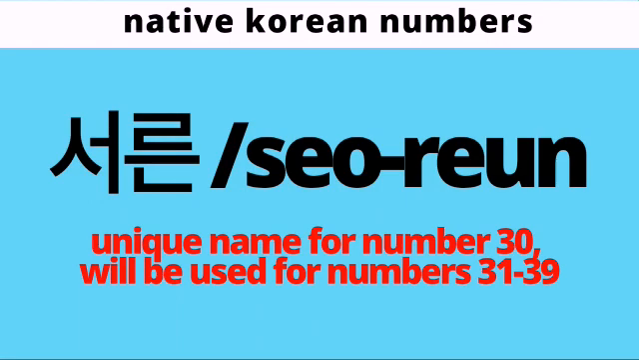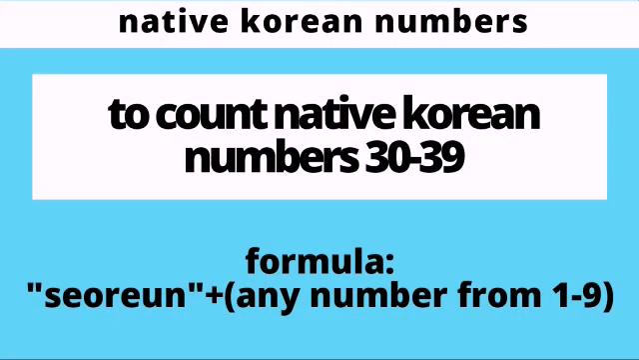Next, to be able to count from 31 to 39, we need to remember seoreun. Seoreun is the unique name for number 30. And just like that of yol and sumul, we'll be using this to form numbers 31 to 39. So how are we going to use this to form numbers 31 to 39? We just need to follow this formula. Seoreun plus any number from 1 to 9. Any number would mean hana, dul, set, net, dasot, until ahop. So, numbers 30 to 39 would sound like seoreun hana, seoreun dul, seoreun set, etc.